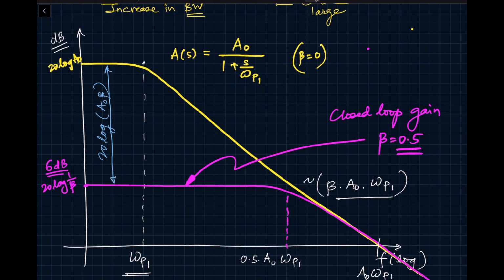In this particular case, we said beta is 0.5. If we take a beta of 0.5, then the magenta curve will intersect the y-axis at 6 dB, and we will have half the unity gain bandwidth of the original A of S. This half is the beta factor. Remember, I forgot to explain in the beginning, just a refresher: when we are plotting this, we are plotting frequency on the log scale and gain in the dB scale. This is something that we have learned how to do when we were doing the Bode plots.